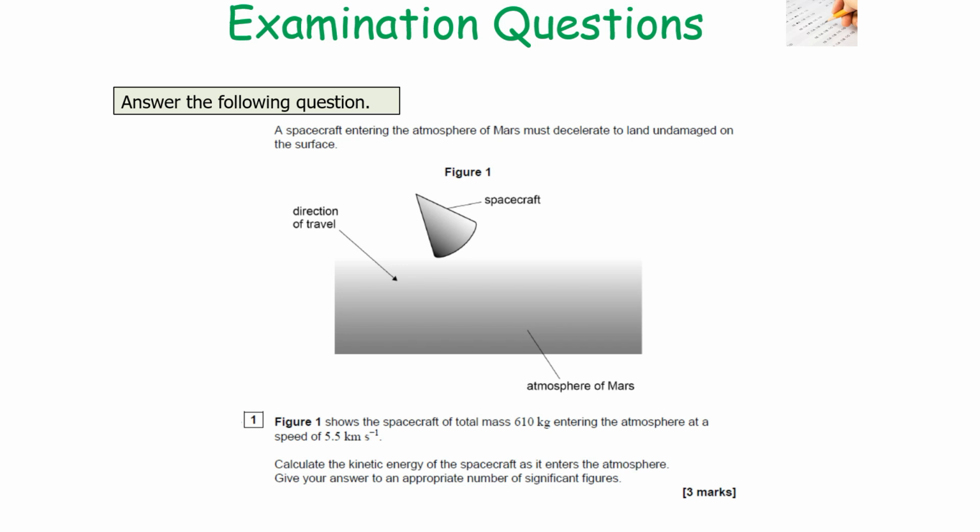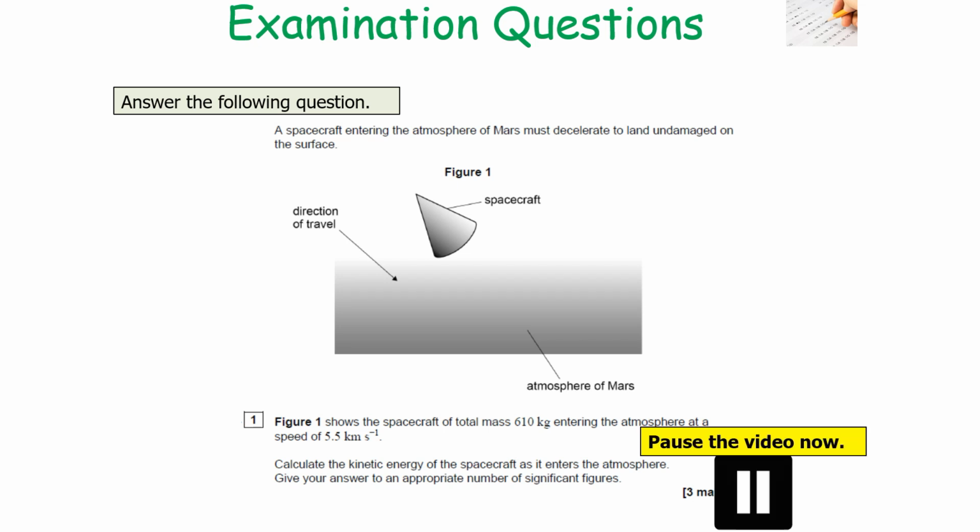So, a spacecraft entering the atmosphere of Mars must decelerate to land undamaged on the surface. Figure 1 shows the spacecraft of total mass 610 kilograms entering the atmosphere at a speed of 5.5 kilometers per second. Calculate the kinetic energy of the spacecraft as it enters the atmosphere. Give your answer to the appropriate number of significant figures. So pause the video now, then unpause the video when you want to go through your answer.